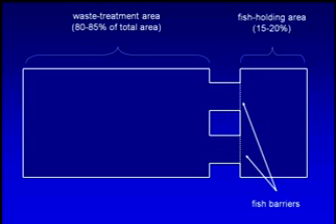Researchers have found that catfish can be grown in very high densities as long as the water quality is within near optimal parameters. In most split ponds, the fish growing area is only 15 to 20% of the total pond area, while the waste reduction and oxygen production area makes up 80 to 85% of the total area.